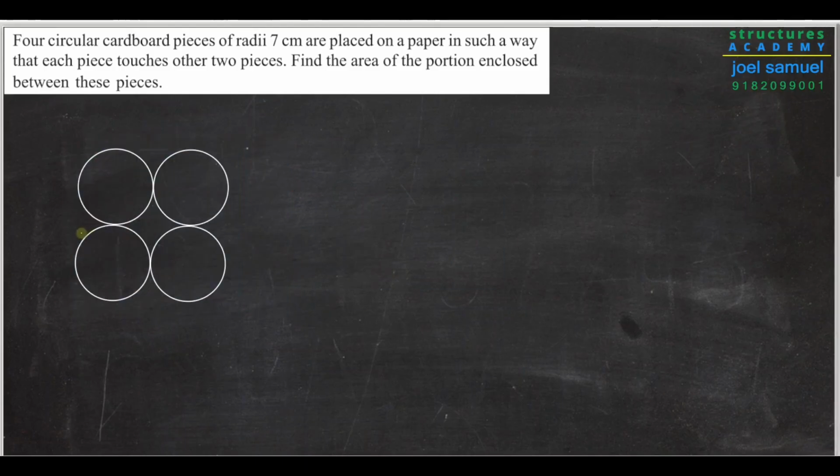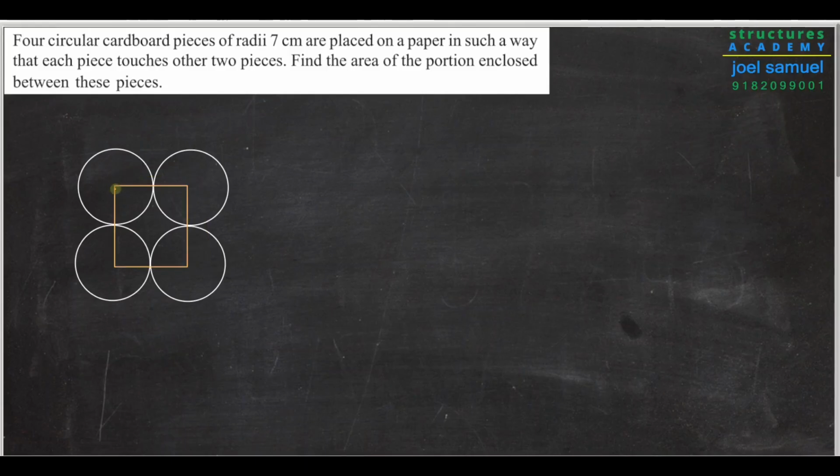Now, this represents what the question is mentioning. There are four circular cardboard pieces, each of radii 7 centimeters. So, you notice there is a square that has been formed by connecting the centers of each of these circular cardboard pieces, which are touching two other pieces as given in the numerical. And we can also notice that the distance from here to here would be 7 plus 7, that is 14, and the same applies in this direction.